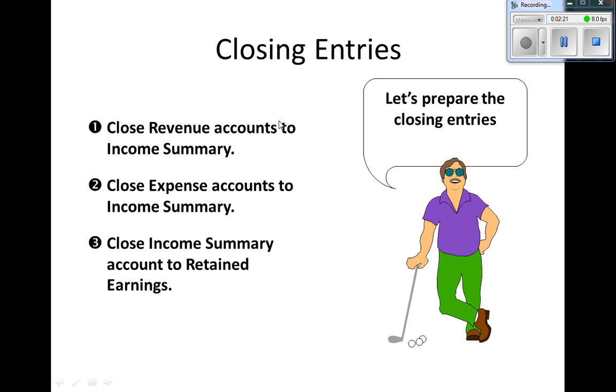All right, so since we did not use a dividend account, the closing process will take 3 steps. We will close the revenue accounts to income summary. We will close the expense accounts to income summary, and then we will close income summary to retained earnings. If there had been a dividend account, we would more than likely include it in the closing of the expense accounts, since it also carries a normal debit balance.